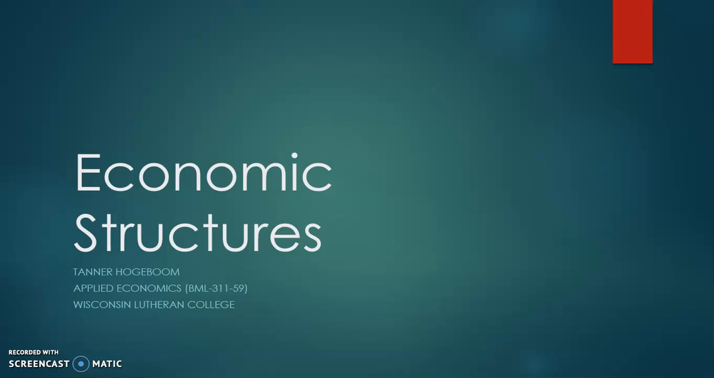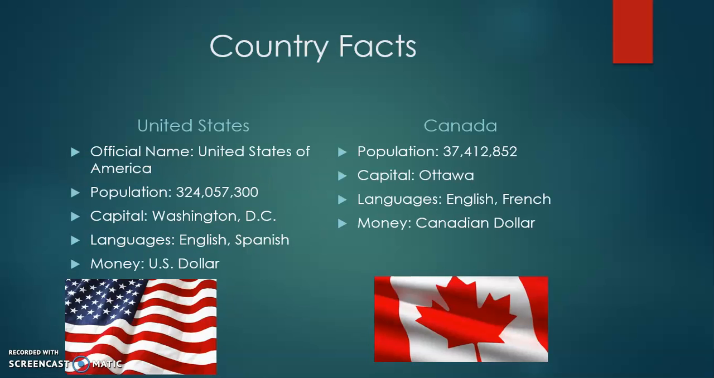Today we're going to be talking about the economic structures and comparing them between two countries. The two countries that we're going to be comparing here are the United States against Canada. Just a couple quick facts. The official name of the United States is obviously the United States of America.